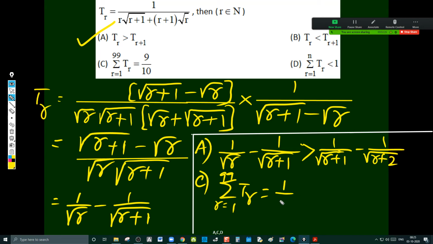The first one is 1 by root 1 and the last one is minus 1 by root (1+99), that is, 1 by 10. So 1 minus 1 by 10 gives you 9 by 10. So option C is also correct. I said no in the beginning itself, either A or B, only A is correct. Okay.